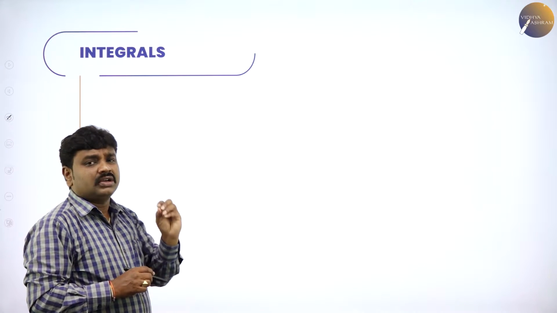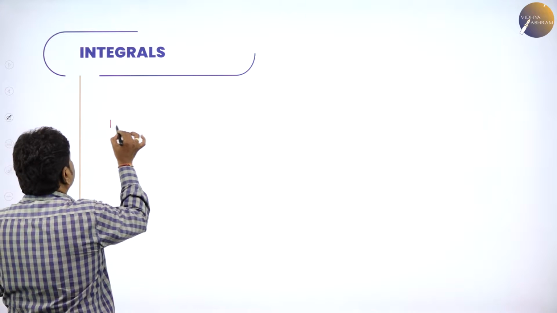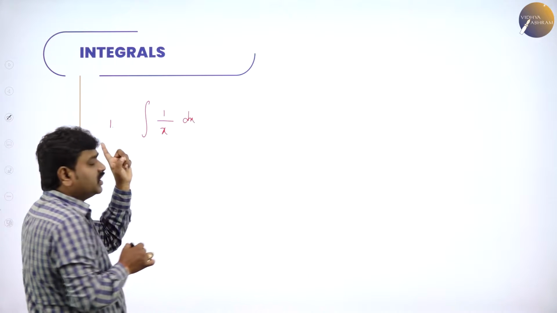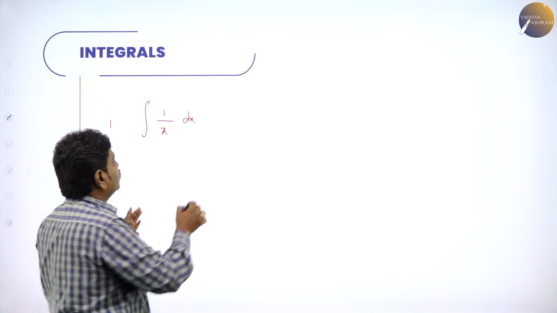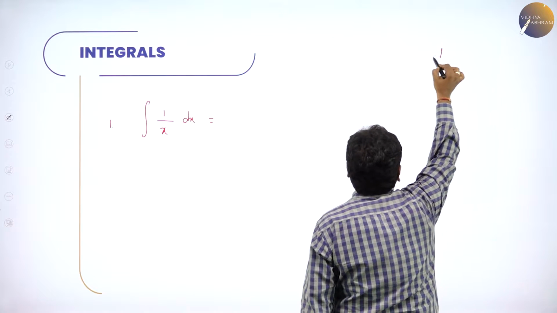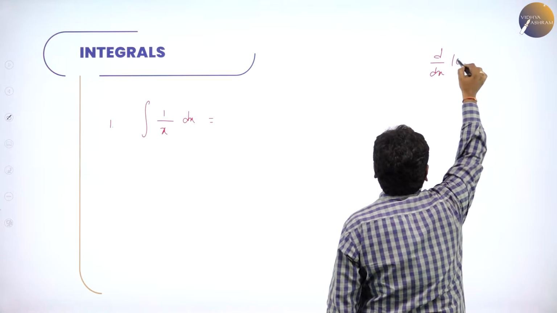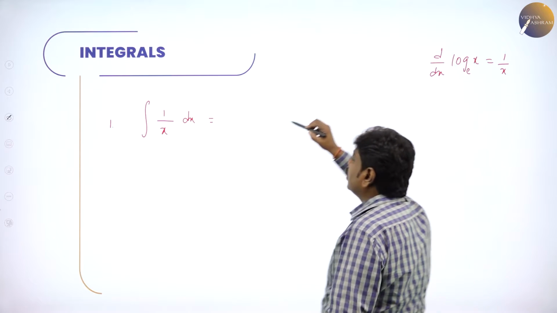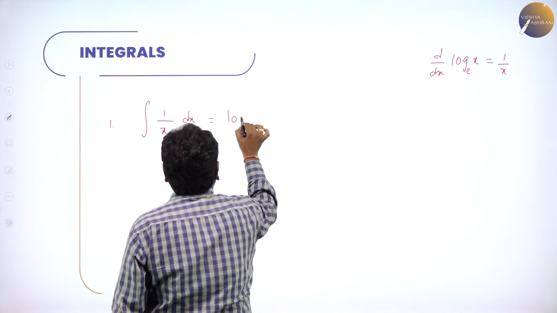Before the formulas, just some samples. Integration of 1 by x with respect to x. How to read this? Integration of 1 by x with respect to x is, so go back to the formula list. In the formulas of derivatives, d by dx of log x, you know the derivative of log x gives you 1 by x. So therefore my answer is log x plus c.